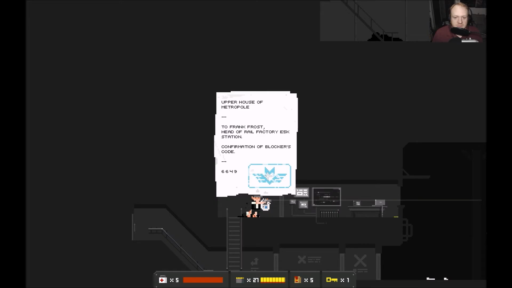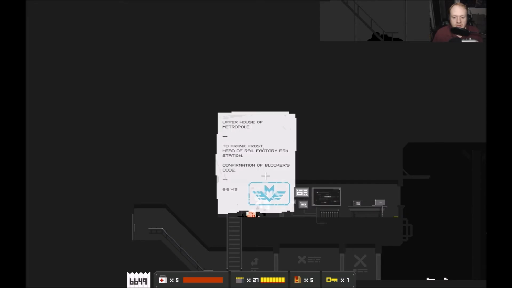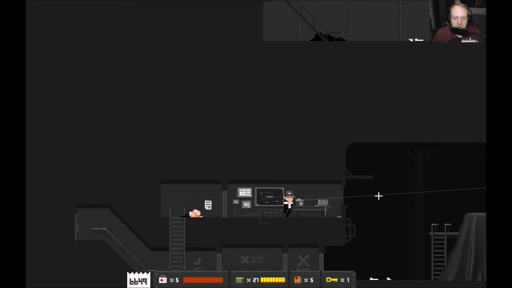See, Upper House of Metropole to Frank Frost, head of Rail Factory, E5K Station. Confirmation of blocker codes. 6649. We got the blocker codes.